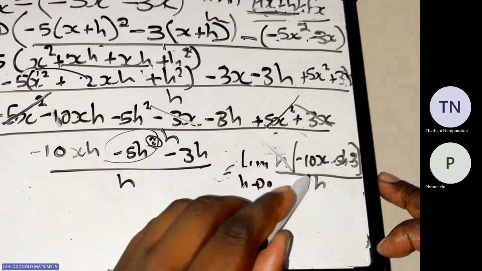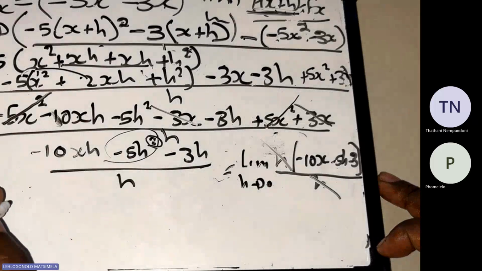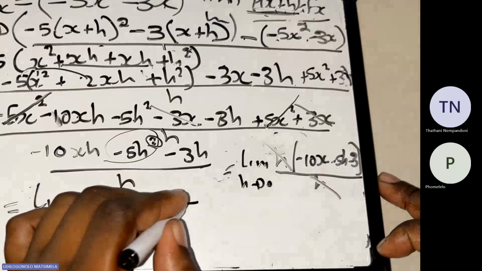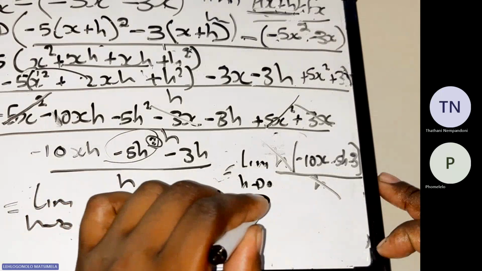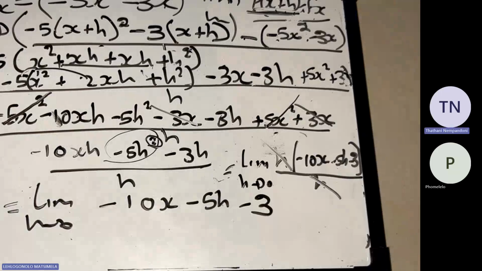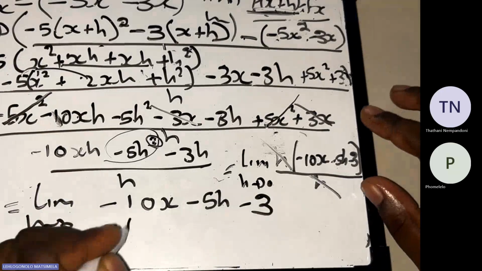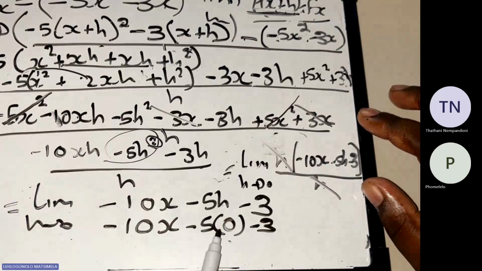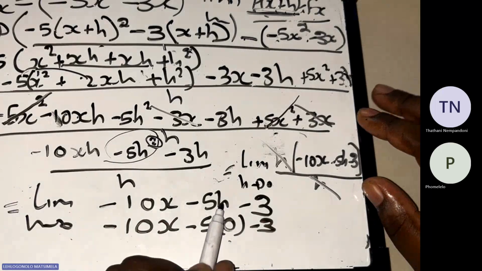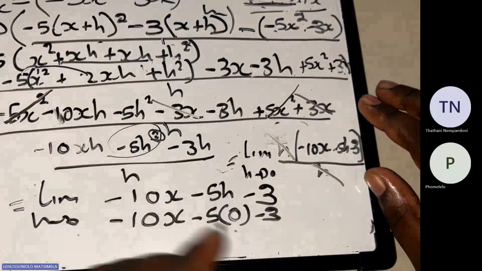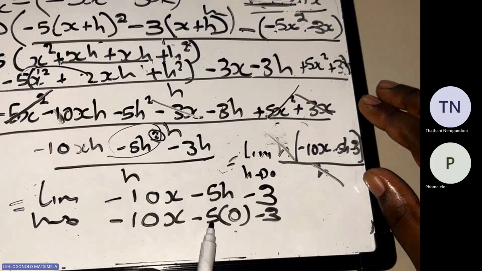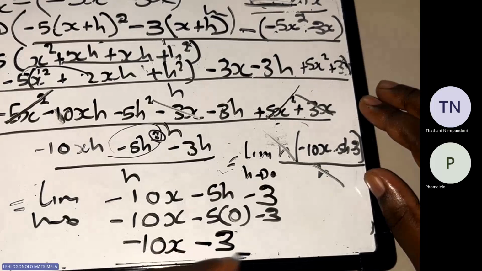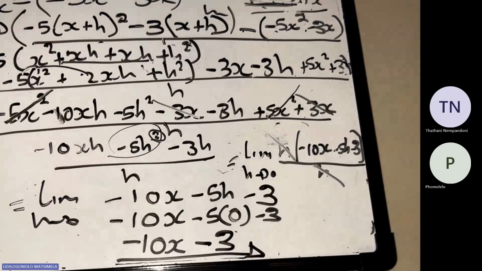Then now the h on top will always cancel the h at the bottom. And then remaining with this one, limit h to 0, we remain with minus 10x minus 5h minus 3. Then the next step, we can't do anything. We just substitute wherever there is h. Then we will have something like 0 multiplied by 5 minus 3, because minus 5 is the only one that carries h. Then we only put it on this one. And then mathematically on the calculator, anything multiplied by 0 is 0. Then I will remain with minus 10x minus 3. Which means this is my answer.